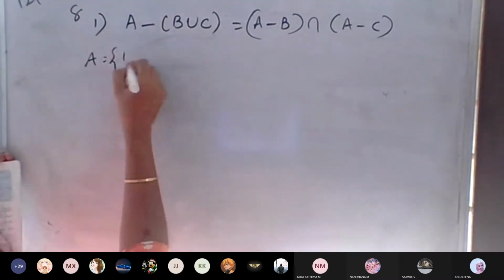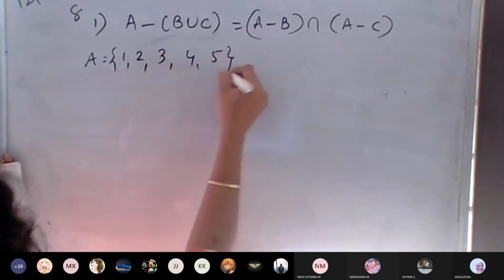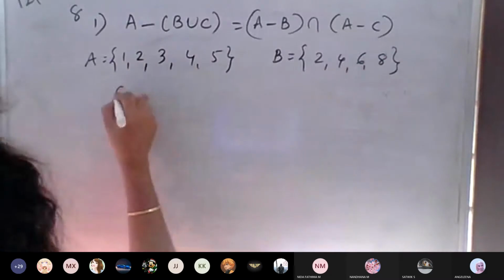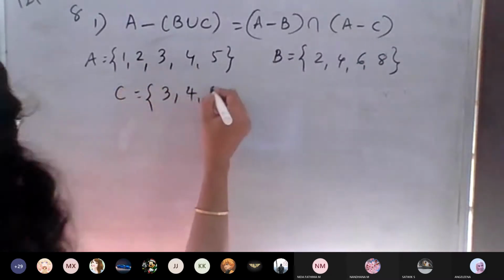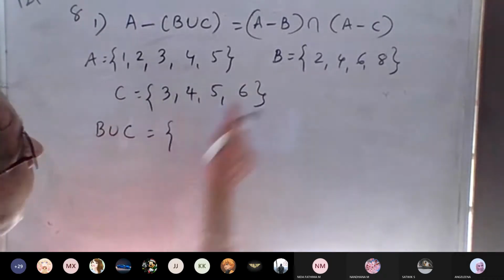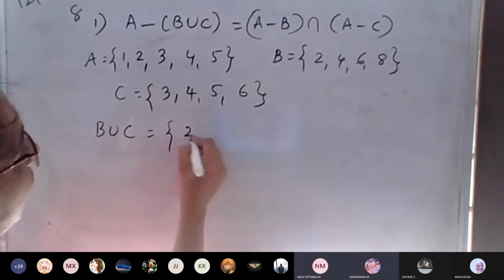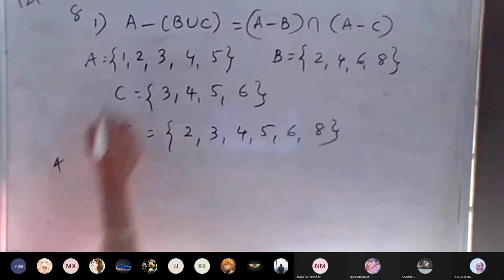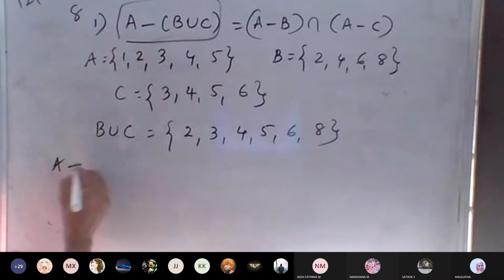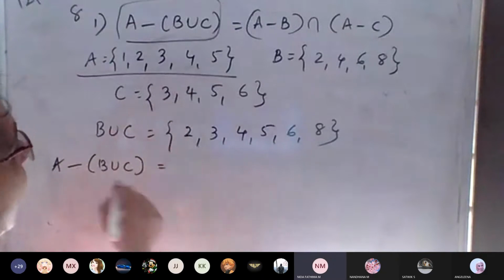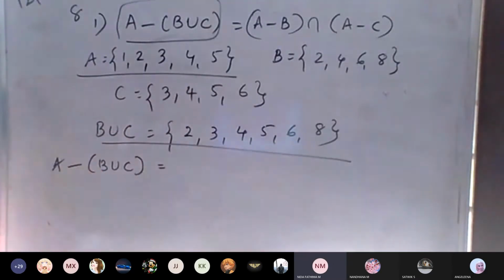A is equal to set {1, 2, 3, 4, 5}. B is equal to {2, 4, 6, 8}. And C is equal to {3, 4, 5, 6}. B union C is what? B union C is {2, 3, 4, 5, 6, 8}. Then in the first part we have to prove A minus B union C, which is the set {1}.